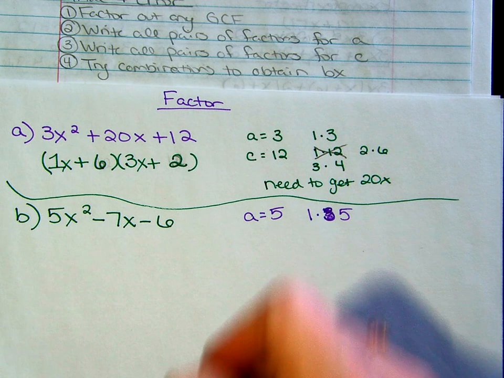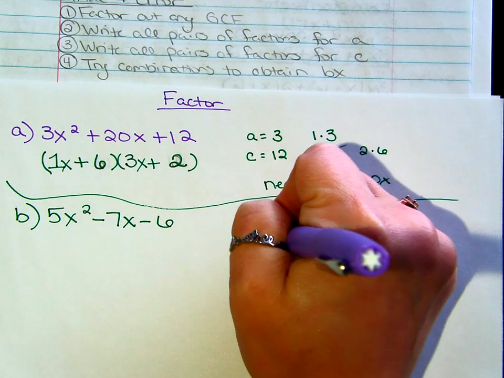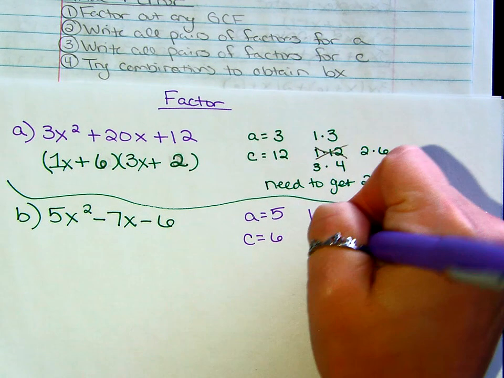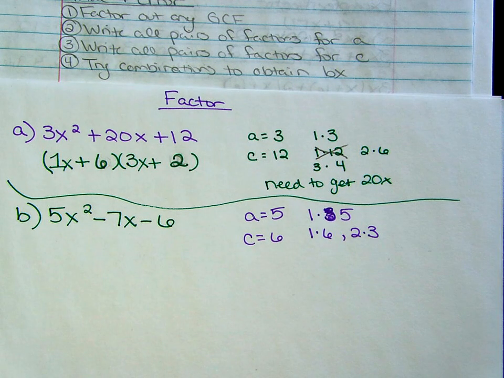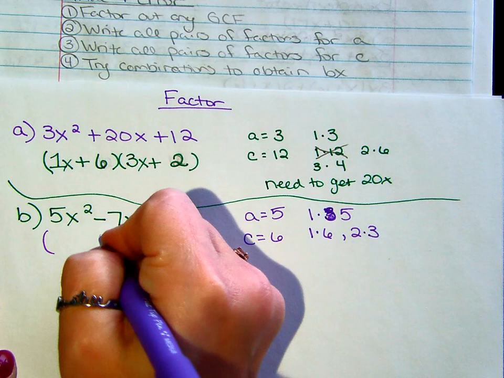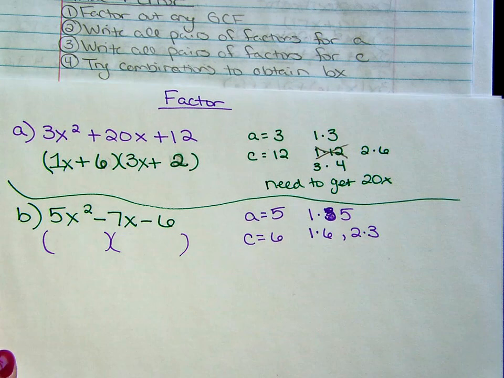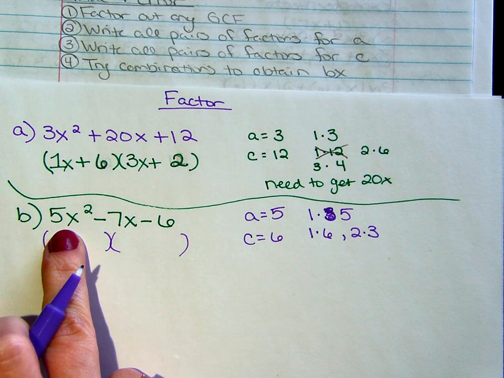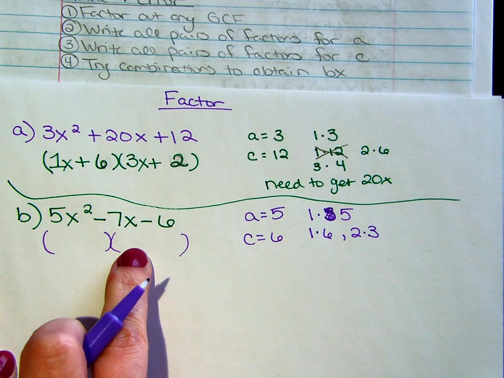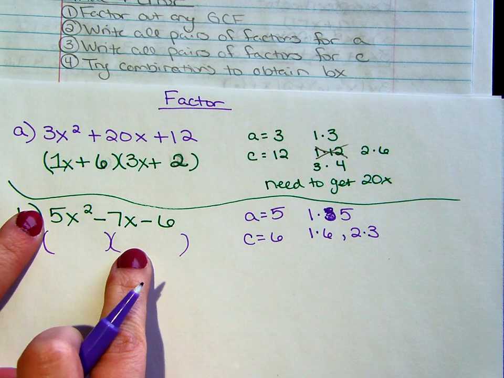Our C in this case is 6. So we have 1 times 6 and 2 times 3. So even that, we only really have two different pairings that we can play with. So that's not too bad. Now when I go to set up my binomials, I'm going to write down everything I know for a fact. I know that I have an x squared. So again, I'm going to have an x and an x. And the only factors of 5 are 1 and 5.